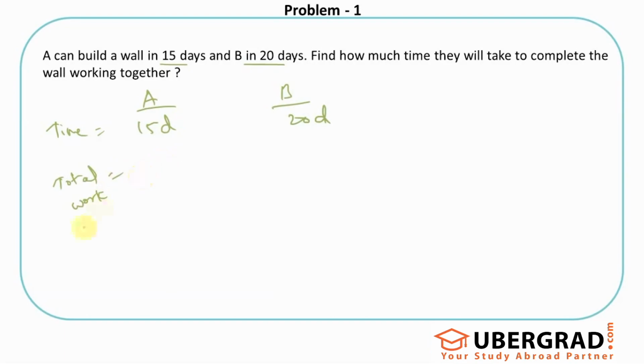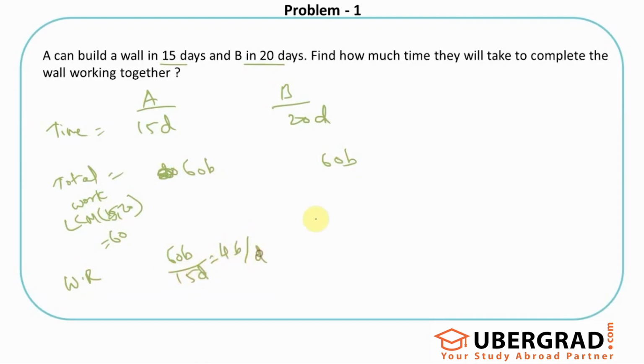Total work, I don't know, I'll assume. So I'll take the LCM of 15 and 20, my bad. The LCM of 15 and 20 would be 60. So I'll take 60 bricks as my total work. The work rate individually would be 60 bricks put in 15 days, that's basically 4 bricks per day, and 60 bricks put in 20 days, that's basically 3 bricks per day.